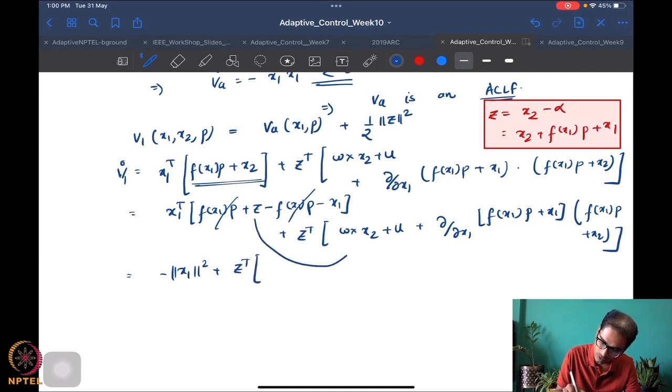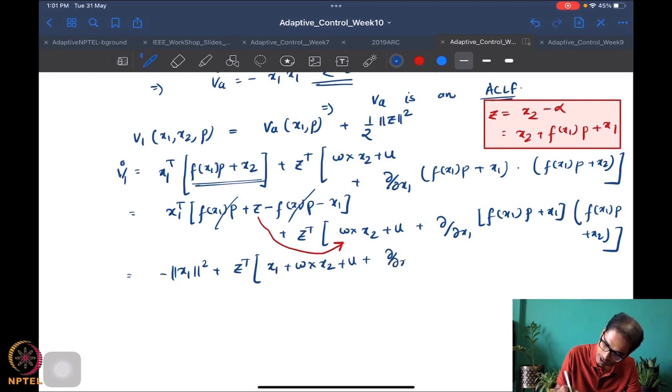So this quantity will come inside this bracket. So this is X1 plus omega cross X2 plus U plus del F del X1 of F(X1, P) plus X1 times, this is just again, F(X1, P) plus X2.